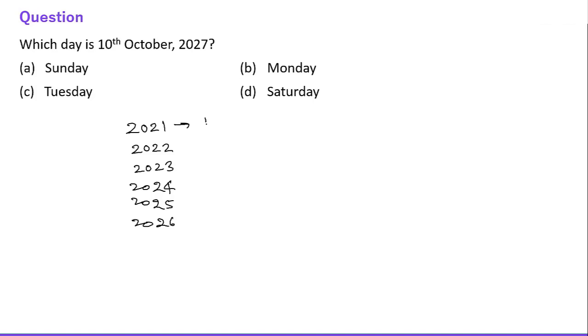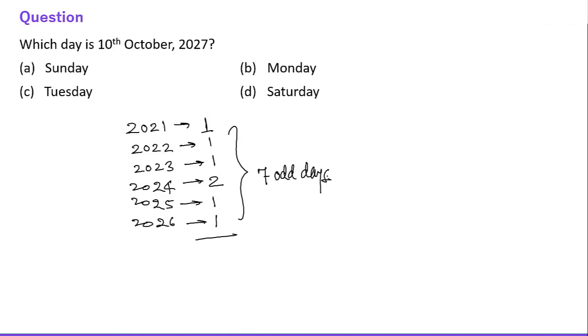In 21, we have one odd day. In 22, we have one odd day. Here in 23, we have one odd day. In 24, 24 is the leap year, so we have two odd days. One odd day, one odd day, and two odd days: if we add the number of odd days, 3, 3 plus 2 is 5, 5 plus 2 is 7. So these are 7 odd days, which means after 2026, 2027 will be coming. So the calendar of 2027 will be the same as the calendar of 2021, right?